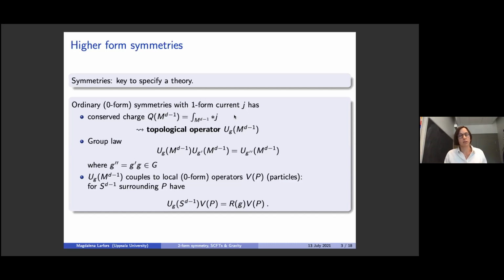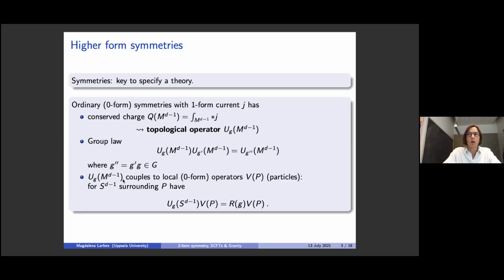In a discrete symmetry, we do not have a current because there are no infinitesimal changes. So associated to this topological operator, there is a group law which one can derive, and this then encodes the multiplication law of the group.